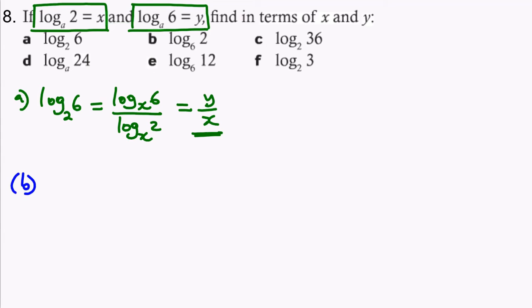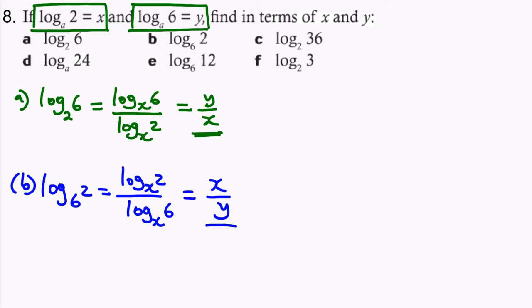B, log to base 6 of 2 will be equal to log to base a of 2 over log to base a of 6, which will be equal to x over y.